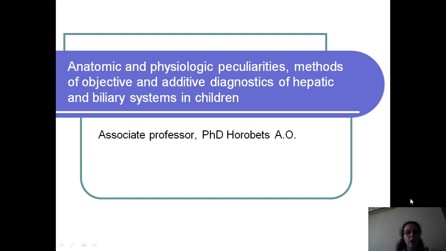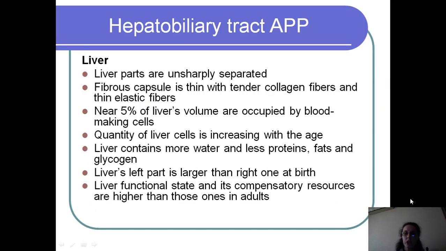Today the topic of our lecture is anatomic and physiological peculiarities, methods of objective and additive diagnostics of hepatic and biliary systems in children. And we traditionally start with hepatobiliary tract anatomic and physiological peculiarities. So if we talk about the liver, what is typical, what is characteristic about the liver in childhood, early childhood especially?